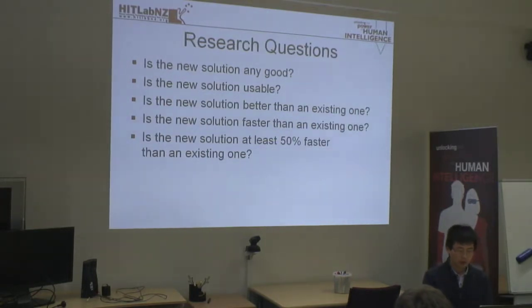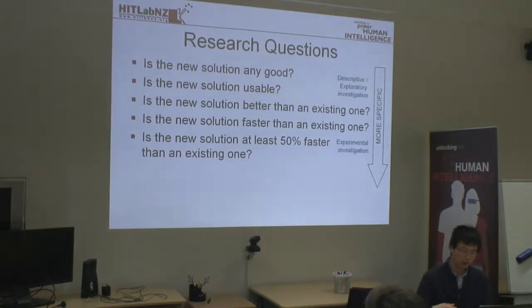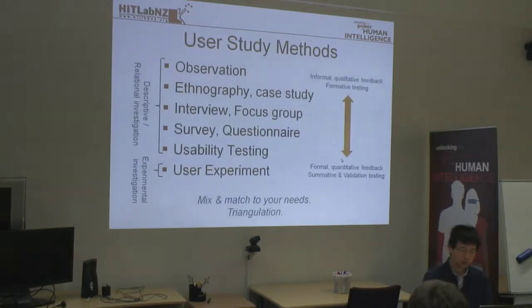We also talked about the different levels of detail when you set out research questions. At the early stage of research, you might have very high-level questions, but later on, as your design gets more specific, you get more specific questions about your research as well. And today we'll be mostly focusing on a little bit more detailed research questions. Depending on your research questions, you can use different types of user study methods, such as observation, interview, and survey, which you can apply in the early stage of your research process.